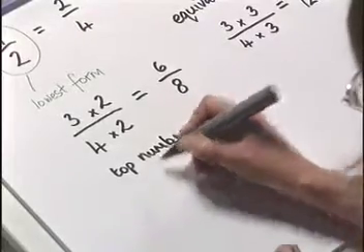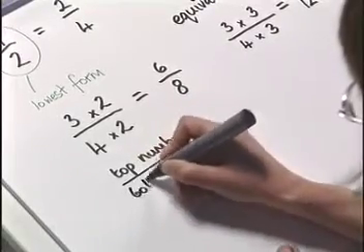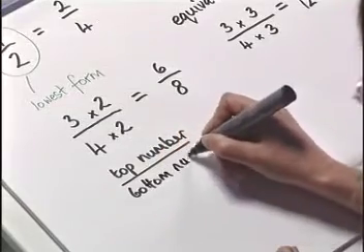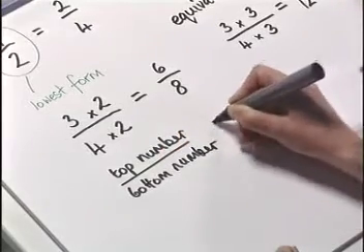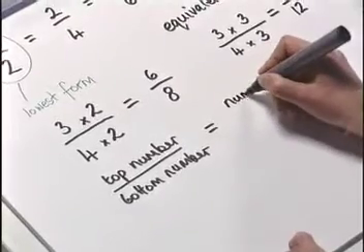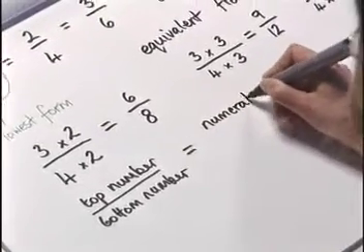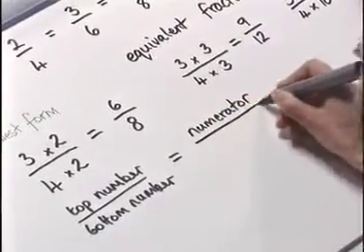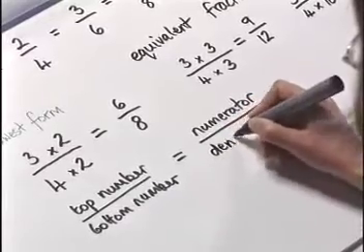Now we have some mathematical language here. Instead of using the word top number, I'll write it down, top number and bottom number, we have two words that we use. The top number is called the numerator, and the bottom number the denominator.